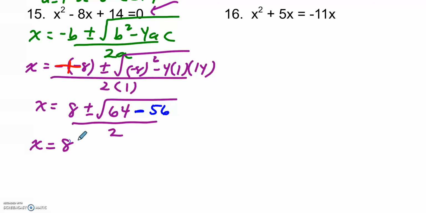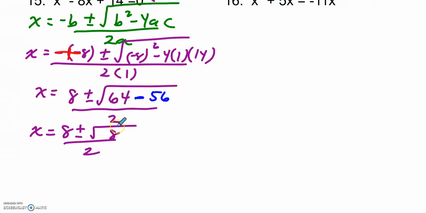So x equals 8 plus or minus the square root of 64 minus 56, and that would be over 2. And my goal is to keep simplifying this as much as I possibly can. Now, we cannot take a 2 out of these three numbers yet, because this 8 is underneath the square root. It is not considered a like term with the rest of them.